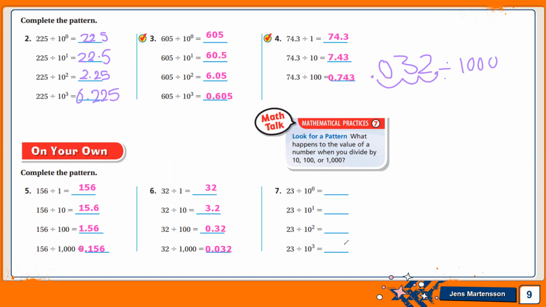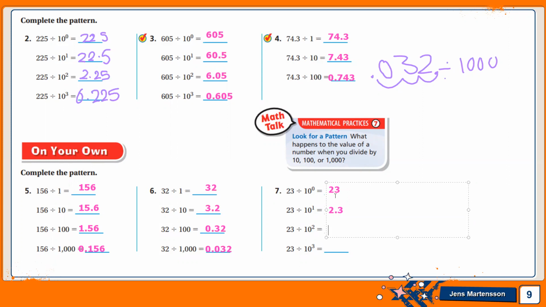Okay, Wudian. 32, sorry, 23 divided by 10 to the power of 0. 23. Bravo. The second one: 23 divided by 10 to the power of 1. 2.3. Thank you. The third one.